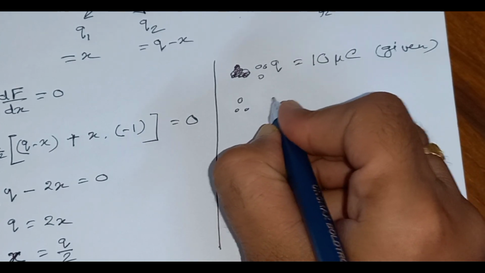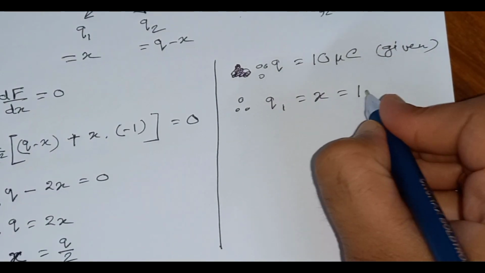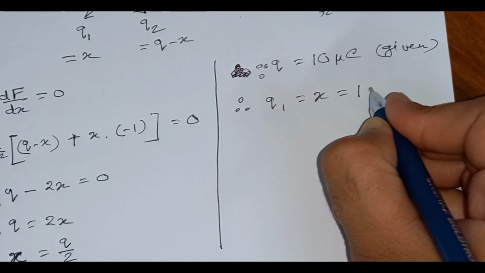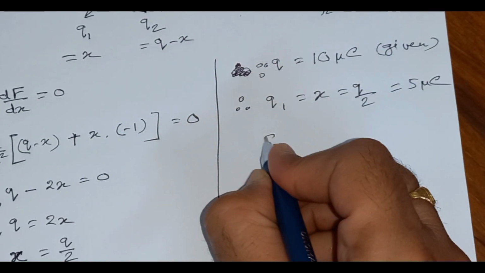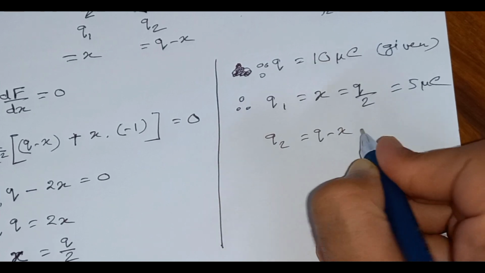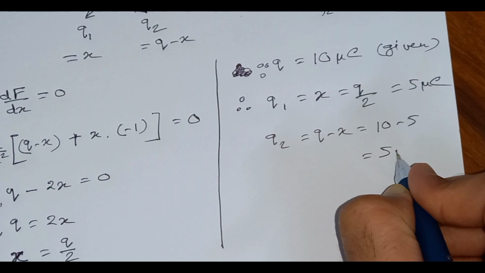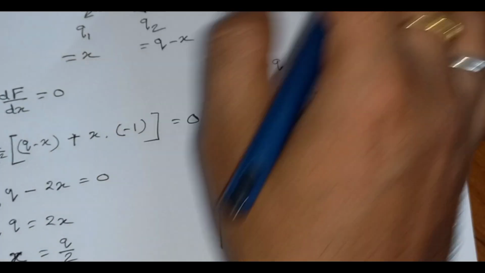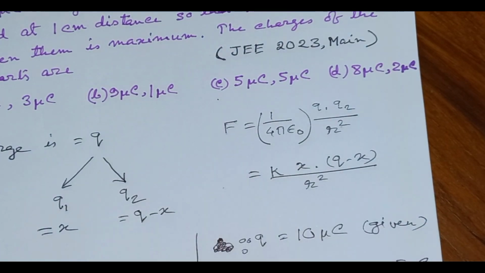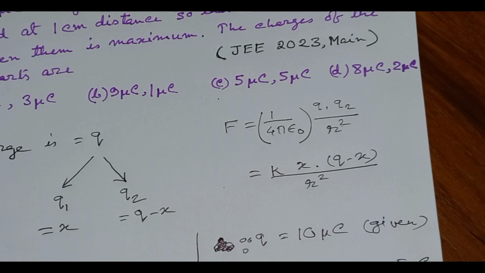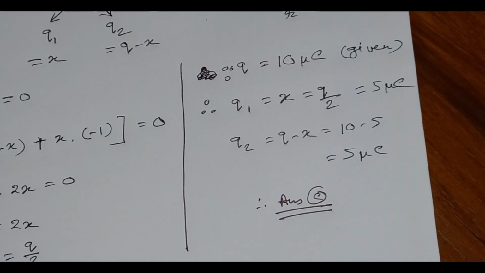Now the first charge will be, that is q1 is equal to x is equal to q by 2 is equal to 5 microcoulomb, and q2 is equal to q minus x is equal to 10 minus 5 is equal to 5 microcoulomb. Therefore, the answer C is the correct option. This is the correct option.